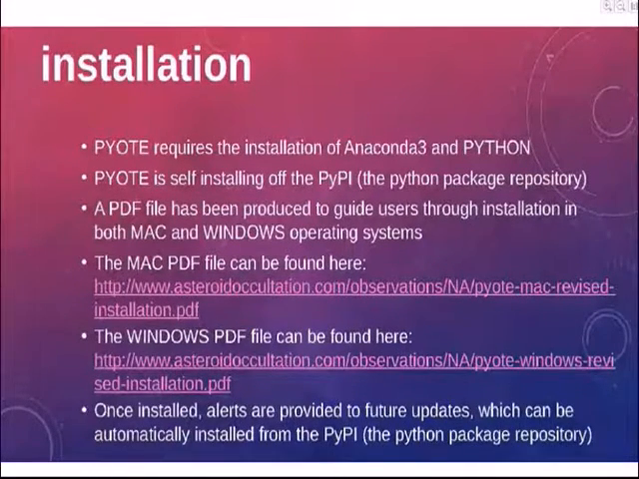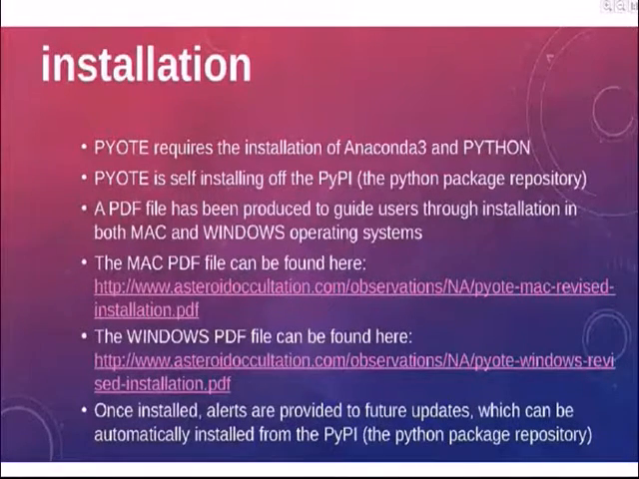Okay, so how do you get this thing to work on your system? PYOTE requires the installation of Anaconda 3 and Python on your computer. So it's kind of like, you know, if you want to use Occult Watcher or Occult 4, you have to have .NET Framework on your computer. So that's what this is. Once you install Anaconda 3 and Python, then you're pretty much good to go. After that, PYOTE is self-installing off of the PyPI package repository.